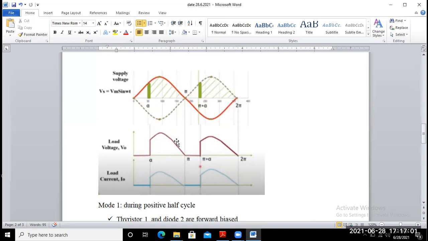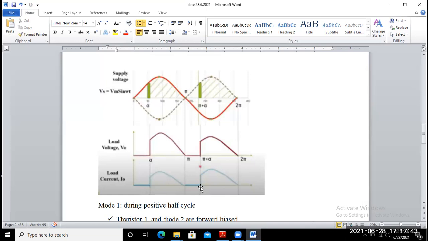For the resistive load, the same waveform is followed by the output current. Up to alpha the output current is zero because the voltage is zero. Is it not? Voltage is zero, so output current is also zero at this point. When we get the output voltage, the output current starts flowing through the load up to pi. Again, from pi to pi plus alpha we have zero voltage, so the current becomes zero.